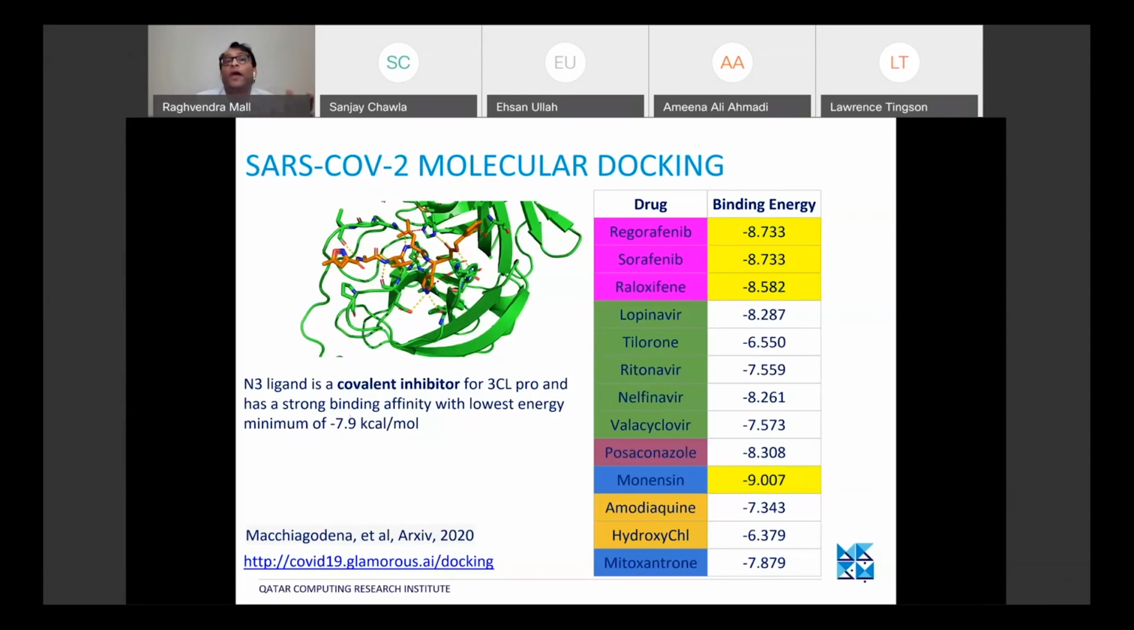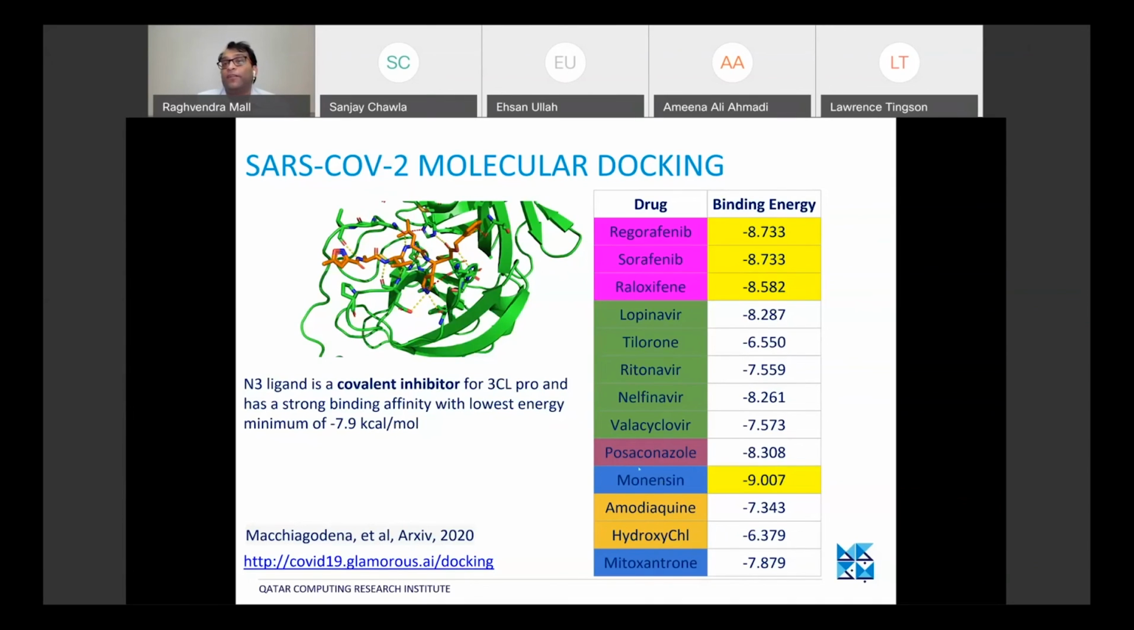It's unpublished right now, but it's put on arXiv and it's under peer review. But what is interesting is that they have a lowest energy or binding affinity score of about -7.9. So what we are looking for are drugs which can have scores in a similar or lower range. Interestingly, the majority of the antiviral drugs have scores very close to -7.9. What is more interesting is that these three anti-cancer drugs, regorafenib, sorafenib and raloxifene, all of them have much lower binding affinity scores in comparison to the N3 ligand. So they can be really good candidates to investigate.